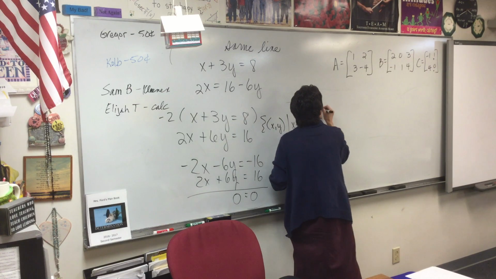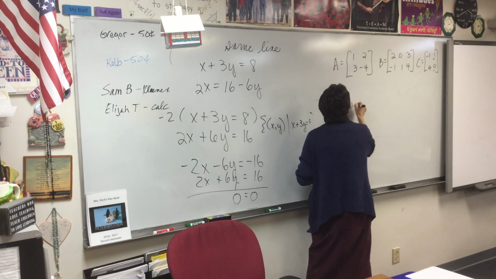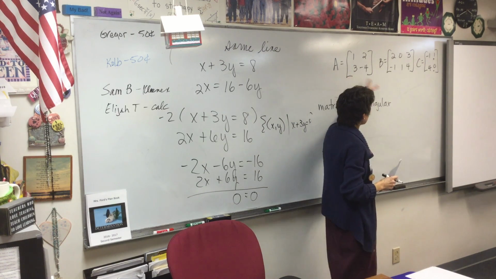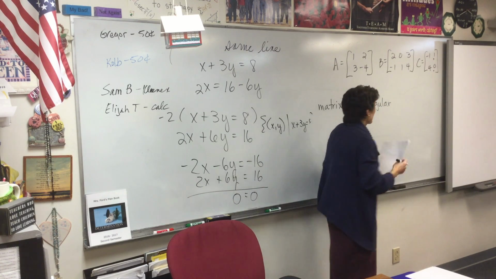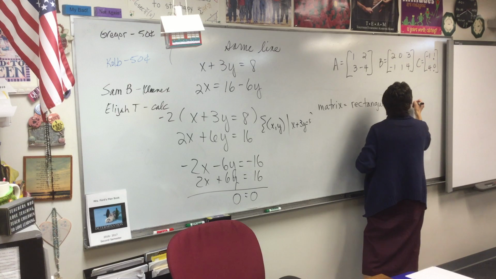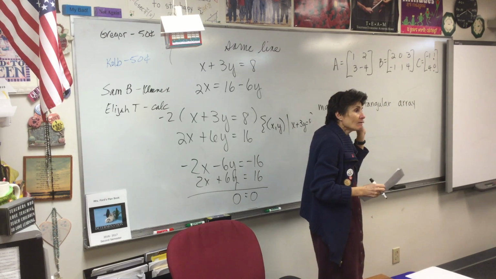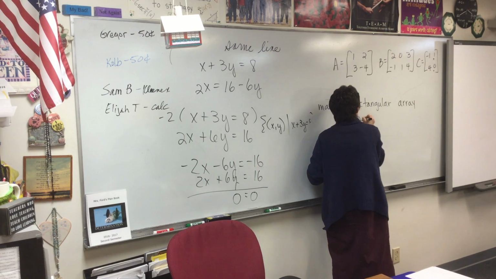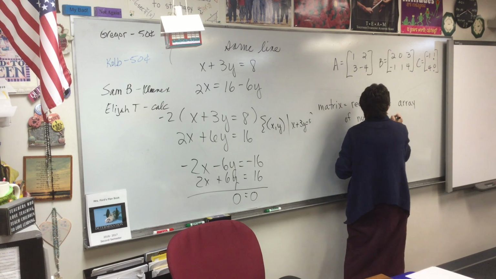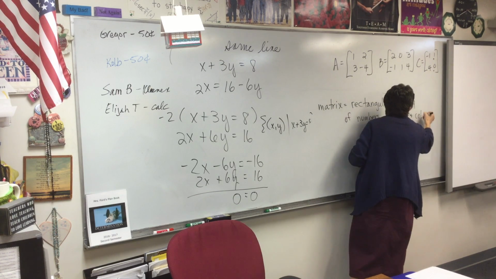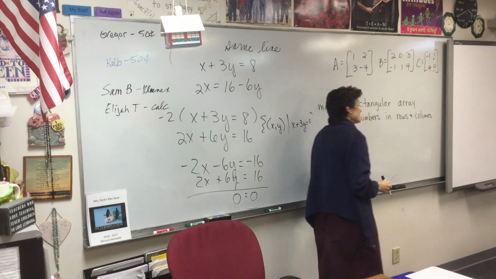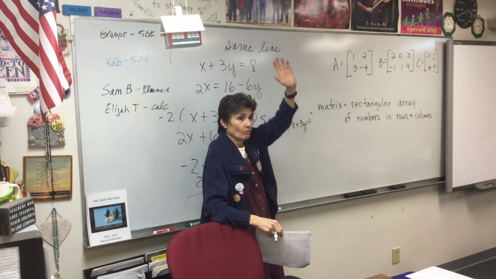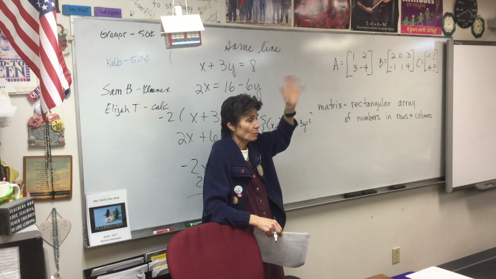By definition, a matrix is a rectangular, okay, that makes sense to you, right? Rectangle, don't those shapes look like rectangles? So it's a rectangular array. That's kind of a fancy word for arrangement. It's a rectangular array of numbers in rows and columns. Easy definition. It's a rectangle full of columns and rows of numbers. That's what it is.